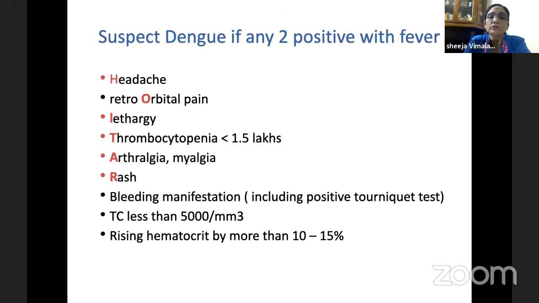So, when do you suspect a dengue? When you have a child presenting to you with fever, with any of the viral prodromes, a headache, a retroorbital pain, lethargy, arthralgia, or rash, along with or without lab manifestations like thrombocytopenia, a leukopenia, or a rising hematocrit, you should suspect dengue. So, if any two of the following is positive, we should clinically suspect dengue.